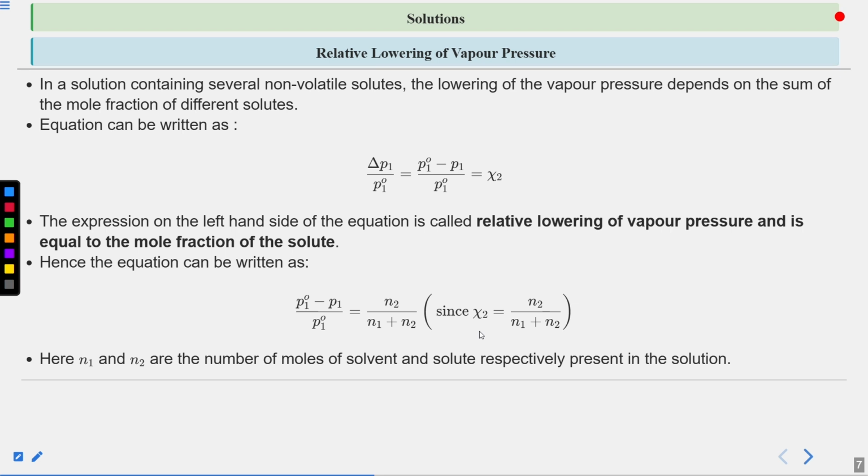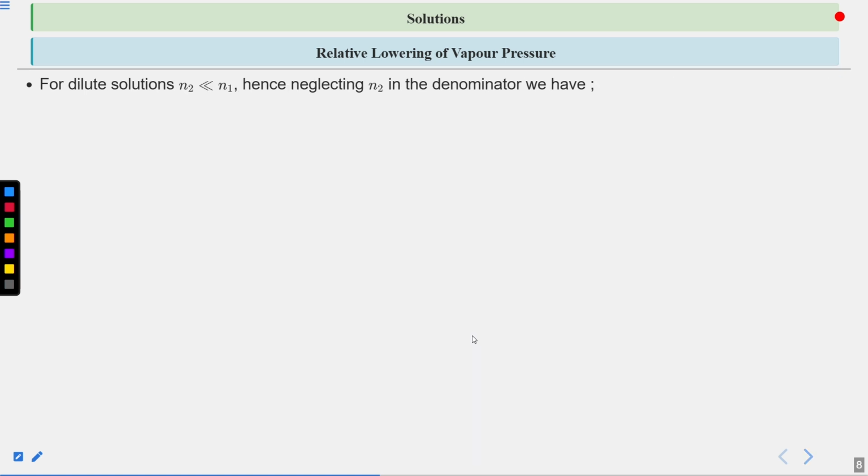So, as I have said, N1 and N2 are the number of moles of solvent and solute respectively. Now further, most of the solutions we will deal with will have a very small amount of solute added to the solvent. So, we can neglect N2 in the denominator. If we do so, then our equation becomes (P01 minus P1) by P01 is equal to N2 by N1.